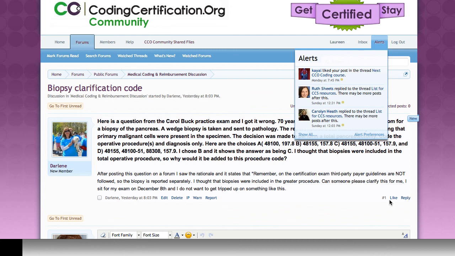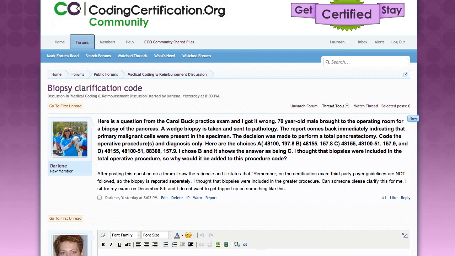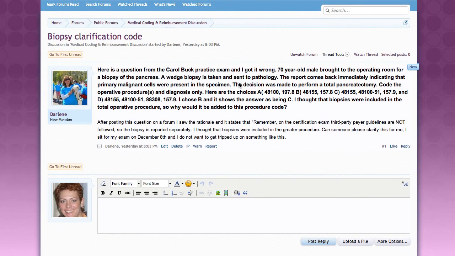All right, so let's see about answering this question here. From the Carol Buck practice exam: a 70-year-old male is brought to the OR for a biopsy of the pancreas. A wedge biopsy is taken and sent to pathology. The report comes back immediately indicating that primary malignant cells are present in the specimen. The decision was made to perform a total pancreatectomy. Code the operative procedures and diagnosis only.